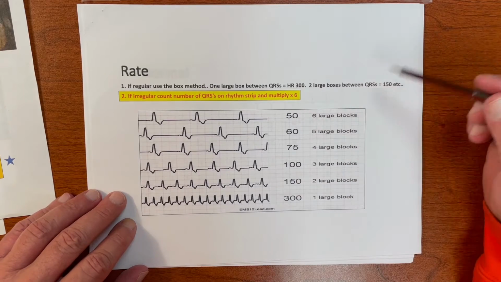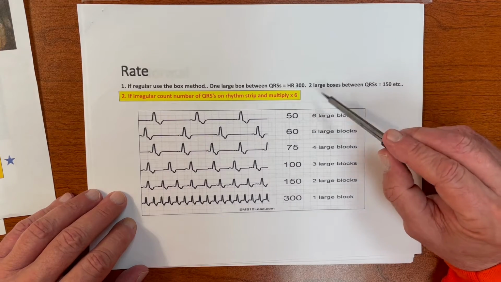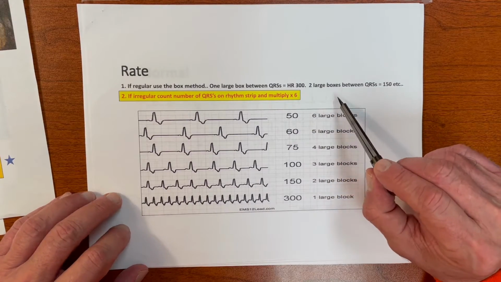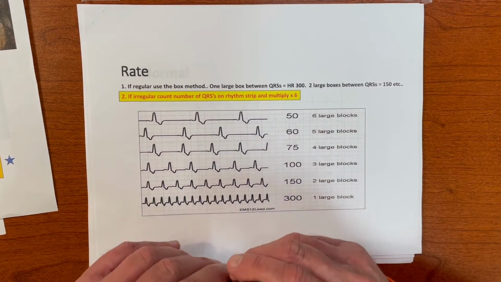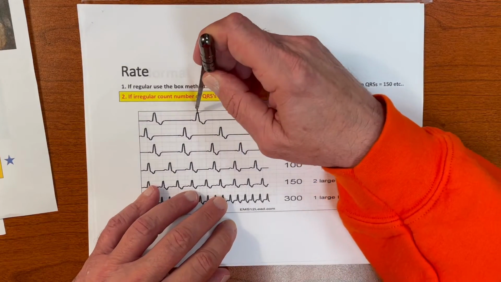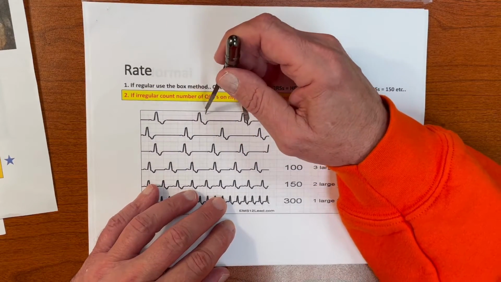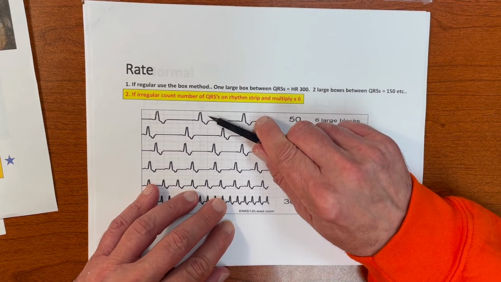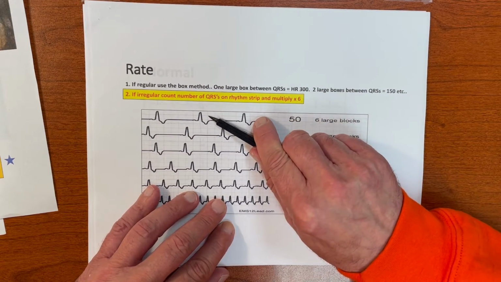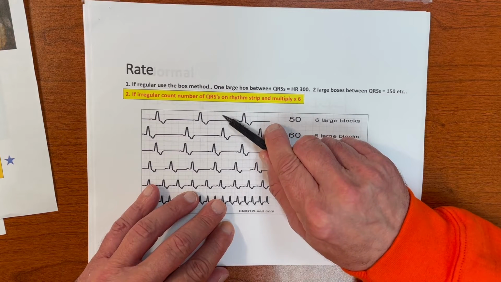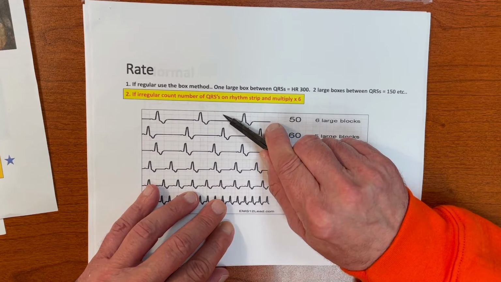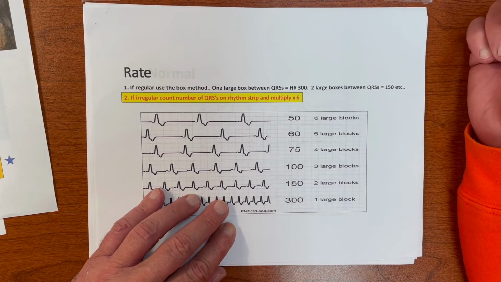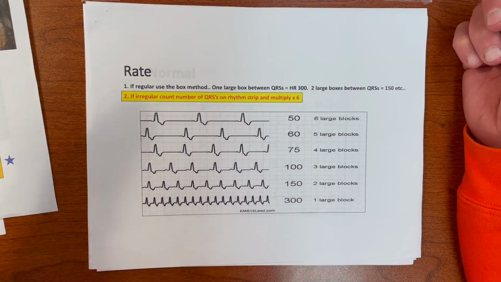Some people, I ask the students, you typically what do they use? Most people seem to use the large box method. Like one large box is like, you set your calipers, you look at the distance between the R's and see how many boxes there are. If the next R wave occurred right here, okay, the heart rate would be 300. If it's there, 150, then 75, etc. Okay, that means you got to memorize. Me, I'm just not that smart. I don't like to memorize, and I can remember the first 3.